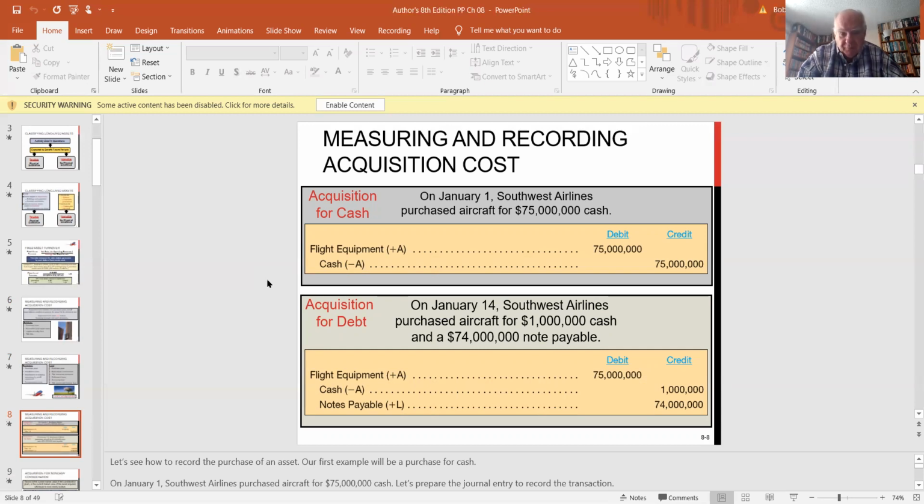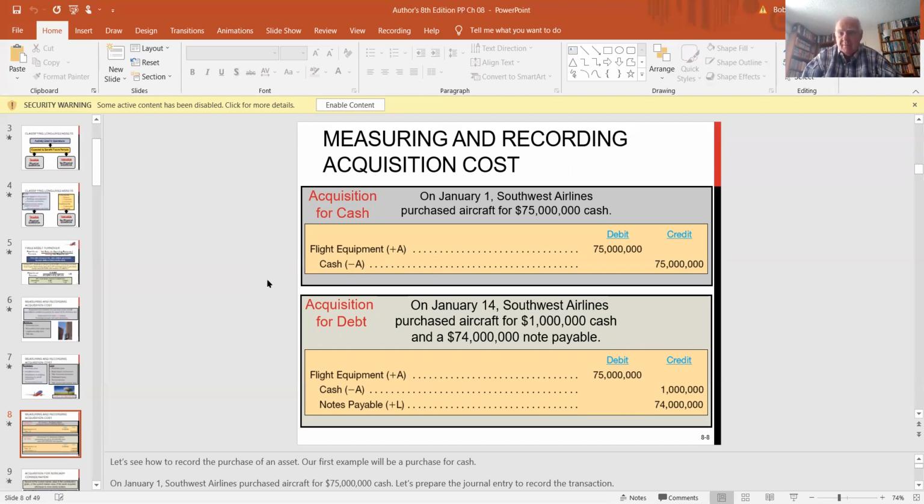Southwest Airlines then, in the next scenario, said, look, we don't have $75 million to pay you. We only have $1 million, but you can trust us for the other $74 million. And Boeing says, I trust you. So they set the deal up this way.